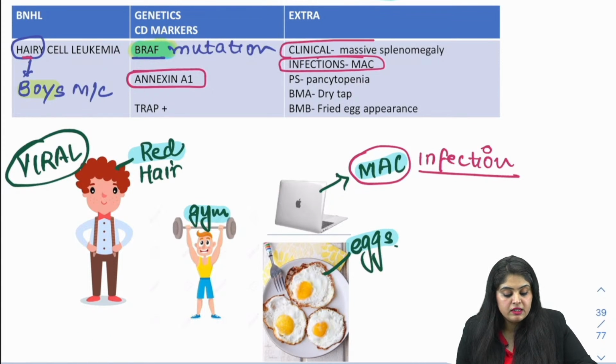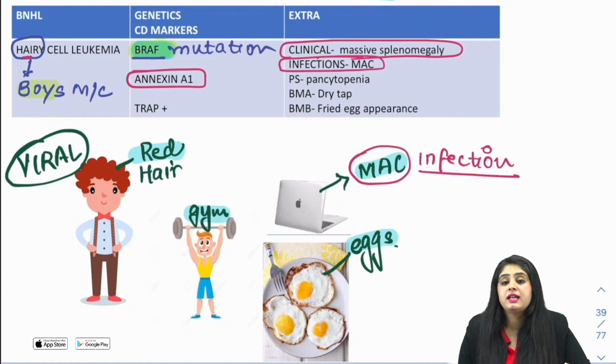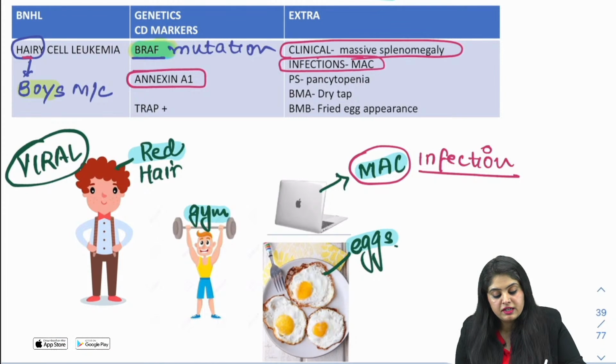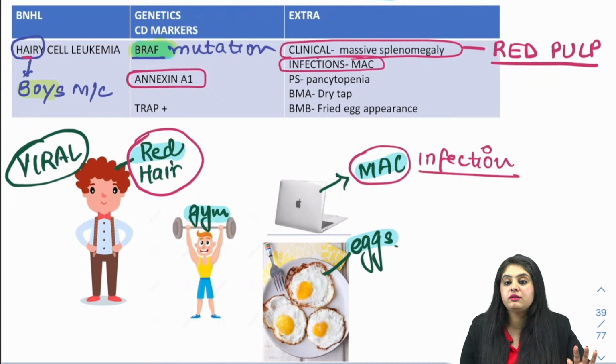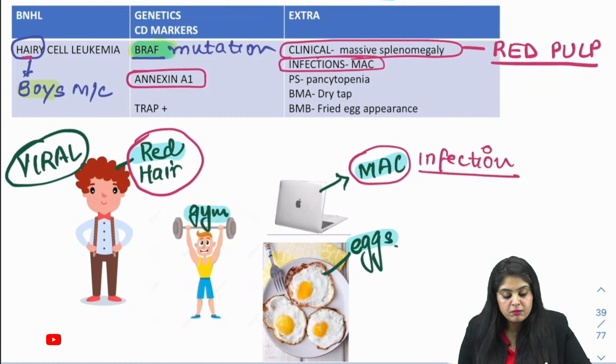Okay, what is clinical presentation going to be? Splenomegaly. Ma'am, which part of the spleen is enlarged? Whenever the color is asked in hairy cell leukemia, you have to give the color as red, because the red-haired boy will come to your mind who's trying to be viral. So which pulp of the spleen is going to be enlarged? The pulp of the spleen is going to be the red pulp.